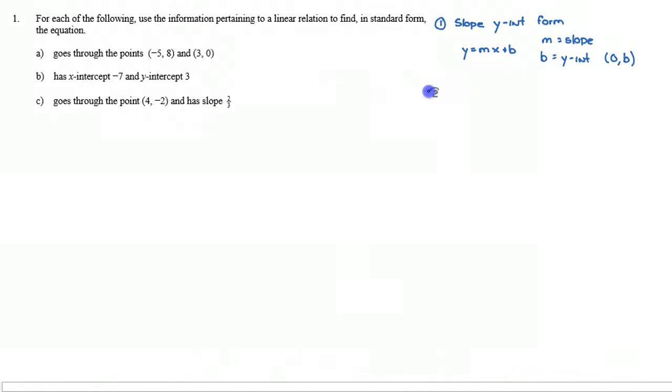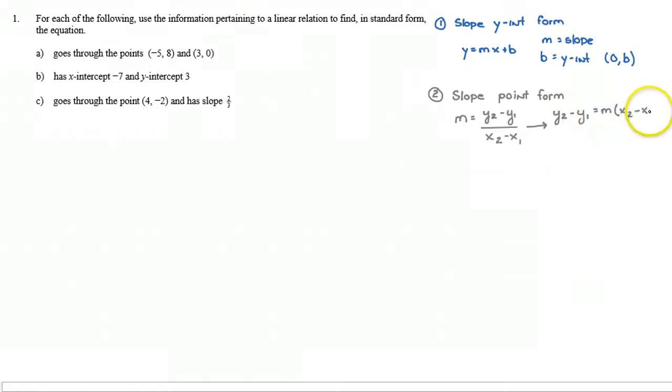The next form, which is commonly learned when you're first learning about linear relationships, is called slope point form. And I'm going to do two steps here. We're all familiar that the equation for slope is y2 minus y1 over x2 minus x1. And so what we often do is we rearrange this and we end up with y2 minus y1 is equal to m times (x2 minus x1). So we've simply multiplied both sides by the denominator here.